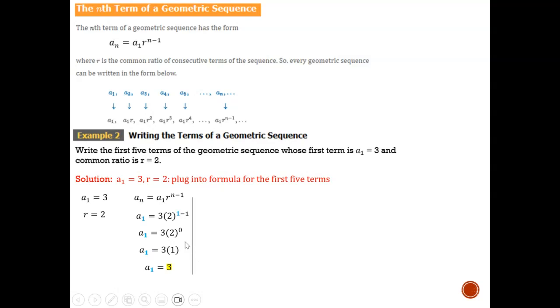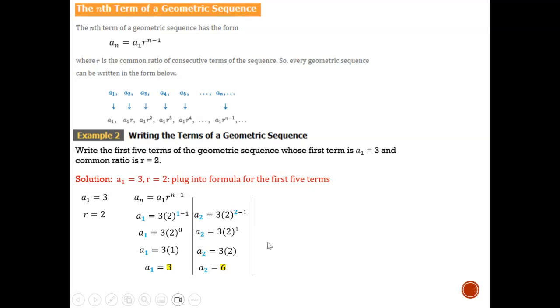Then we follow the same pattern, right? For the second term, it's going to be A2. We're going to plug in 2 where the n is, so 2 minus 1 is going to be 1. So this gives us 3 times 2 to the first power, which is the same thing as 3 times 2, which will give us 6.